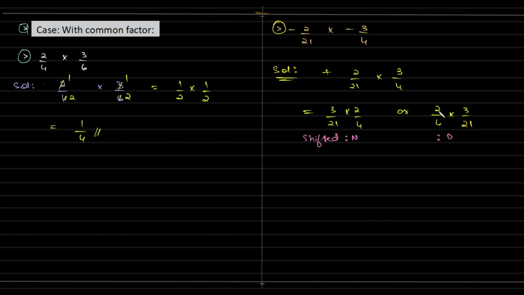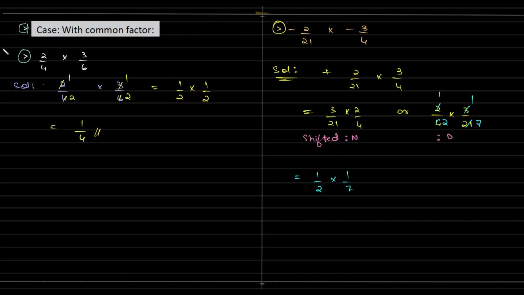Next we have 2 by 4 and 3 by 21. Right? So the HCF of 2 by 4 is 2, so 2 1s are 2, 2 2s are 4. Here 3 1s are 3, 3 7s are 21. So all I am doing is 2 divided by 2, that is 1, 4 divided by 2, that is 2, 3 divided by 3, that is 1, and 21 divided by 3, that is 7. So we have 1 by 2 into 1 by 7.